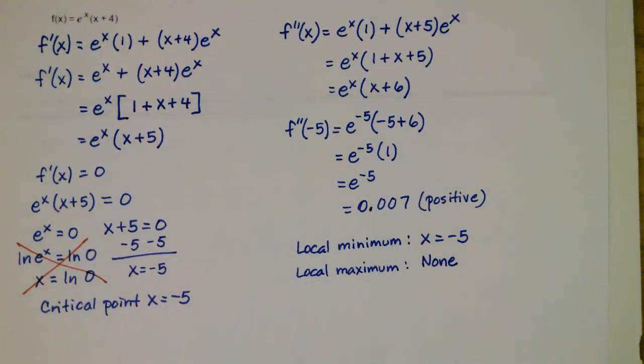Because I don't have a negative x, I don't have a negative value for f double prime of x. Okay.